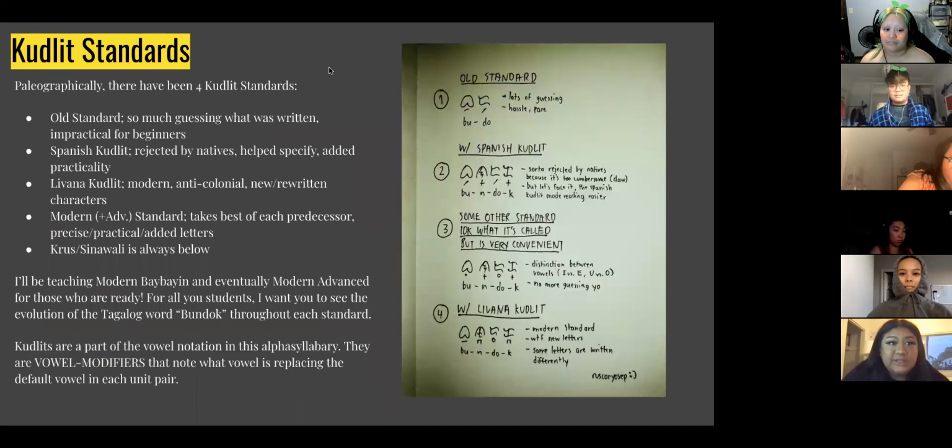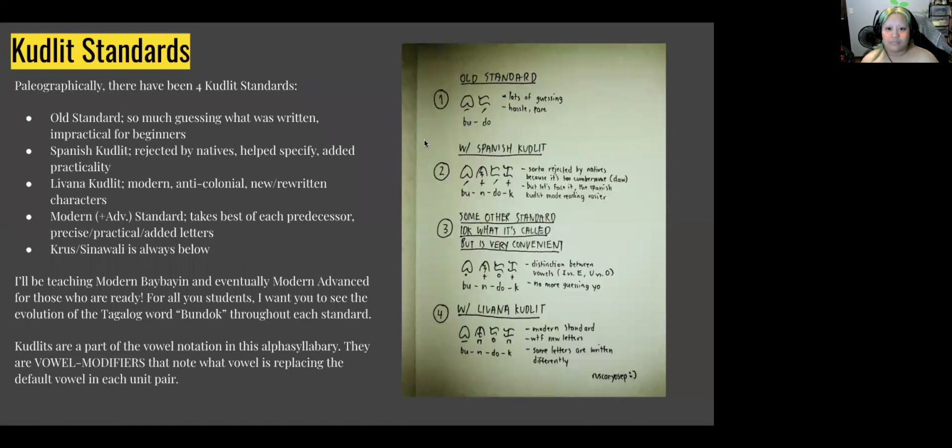So Kudlit standards, paleographically, there have been about 4, but this is just the way that I kind of contextualize it. The old standard, there is a lot more guessing as to what was written, especially since it is kind of impractical for beginners. We're going to be taking the word bundok here, which is Tagalog for mountain. So you'll see here in the old standard, it would be written as bu and do. So as I said, there's a lot of guessing as to what the other letters are within the word. And it's kind of hard to understand the vowels without understanding the kudlits.